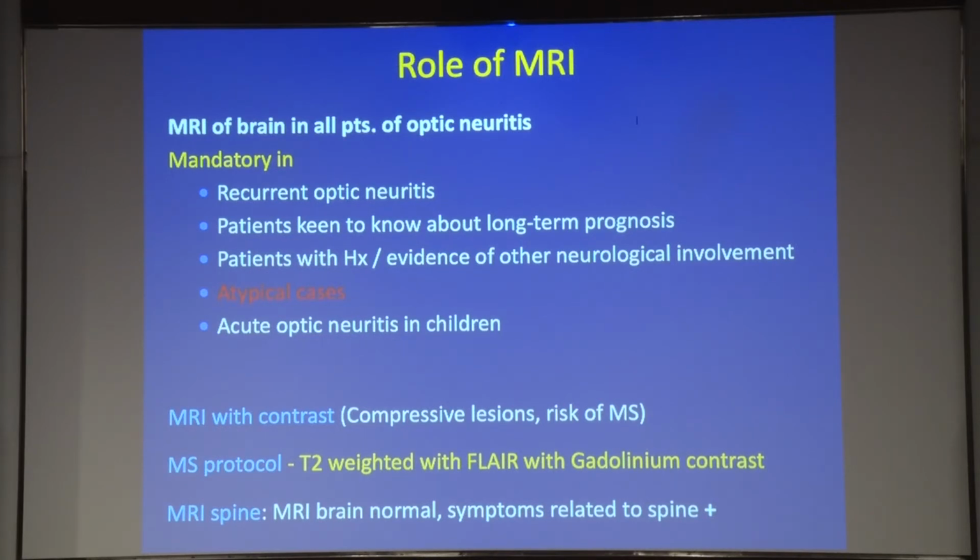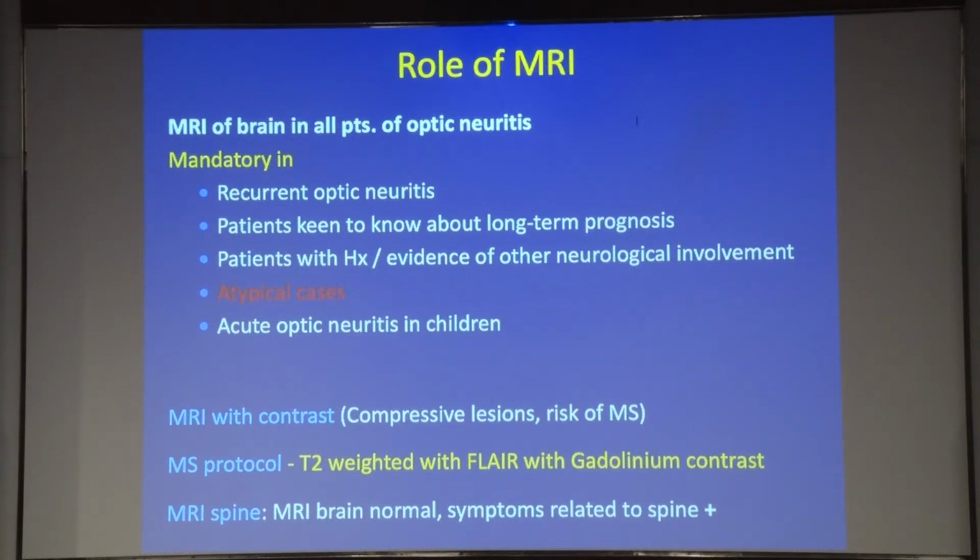But of course, it becomes mandatory in recurrent optic neuritis, patients keen to know about long-term prognosis, patients with history or evidence of other neurological involvement, atypical cases, and in acute optic neuritis in children. So these are various protocols, but the moment you're presented with or suspect optic neuritis, your protocol becomes T2 weighted with FLAIR and gadolinium contrast. So MRI brain and orbits with this definition, or I mean, most radiologists would understand it as an MS protocol. It's as simple as that, an MS protocol.